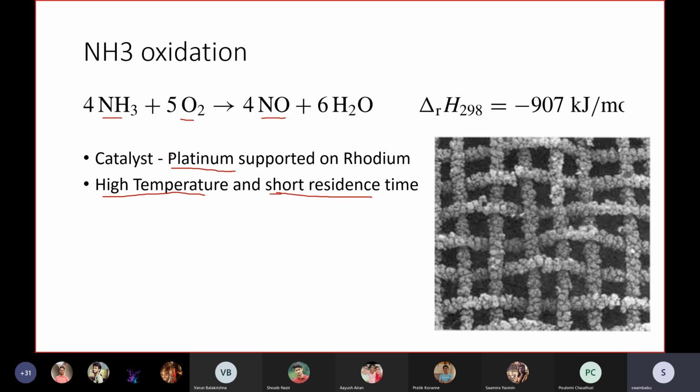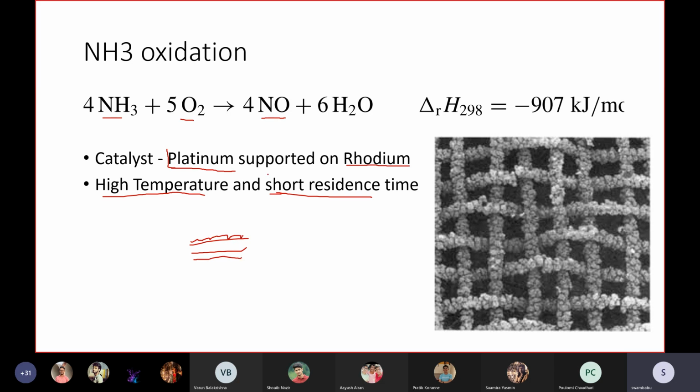Now the platinum catalyst, you might know by this time, platinum is a mechanically very weak metal. So it always needs some support material. Rhodium is used as a support material. So this is a rhodium support, then they coat a platinum layer on top of this rhodium.